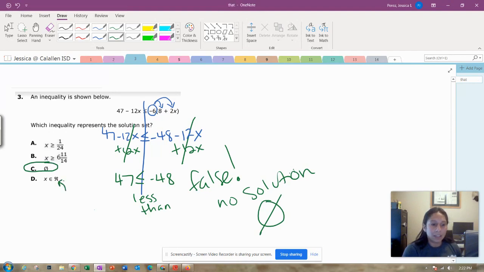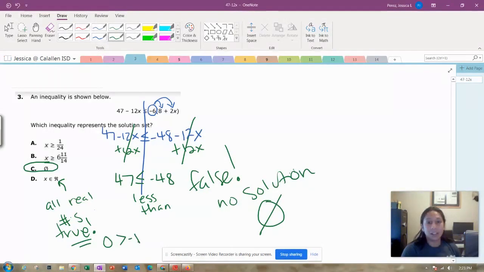Now let's talk about what is D. That little symbol right there means all real numbers. When is your answer going to be all real numbers? That is only if you have a true statement. So if something was true, like 0 is greater than negative 1, then that means it would be all real numbers. Only if your variables disappeared. My variables, the letter, disappeared on both sides, so I had to figure out, was it a true or a false statement?